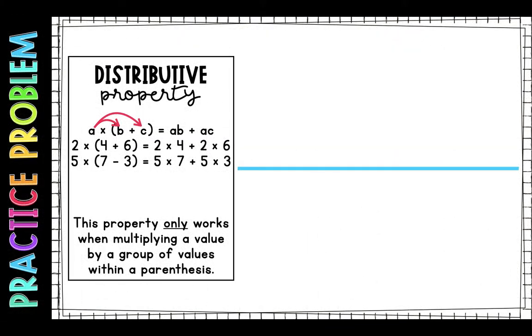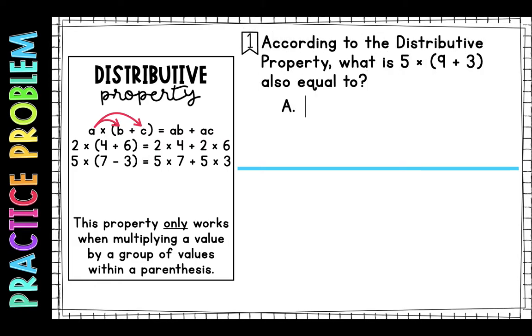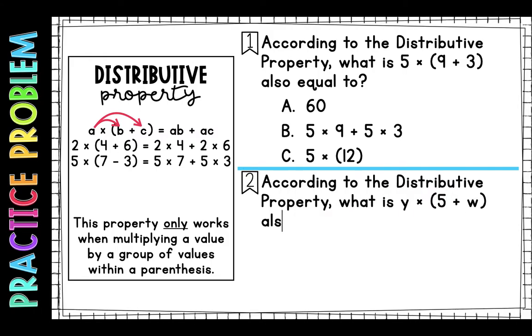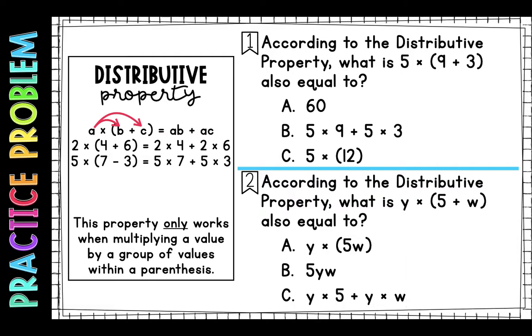All right, let's actually practice using the distributive property. So these 2 questions are going to look just like the other ones, but now with the distributive. Number 1 says, according to the distributive property, what is 5 times the sum of 9 plus 3 also equal to? Remember, we're looking for the one that shows the distributive property. Number 2, according to the distributive property, what is y times the sum of 5 plus w also equal to? Go ahead and answer these 2 questions.